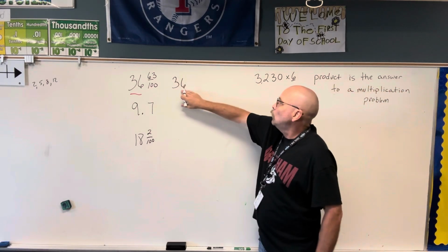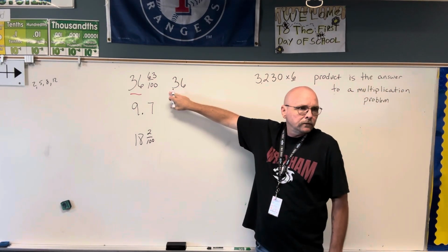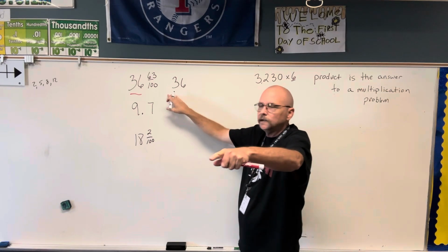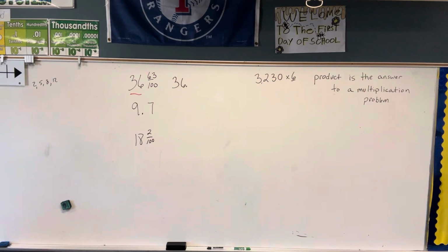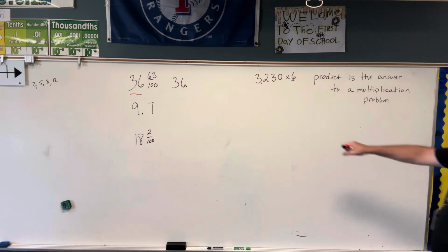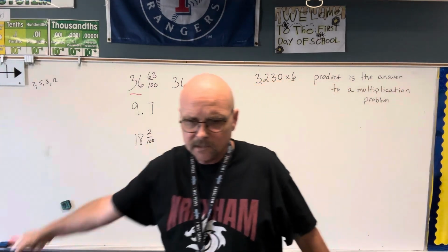Who can tell me what number's in the ones place here? 6. 6 is in the ones place. There's a decimal point behind the ones place every single time. So the decimal point goes behind the 6 because it's in the ones place.